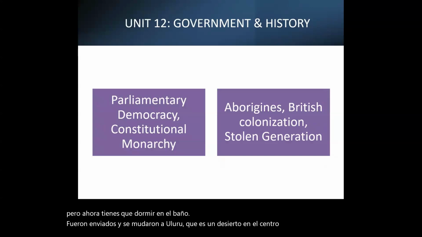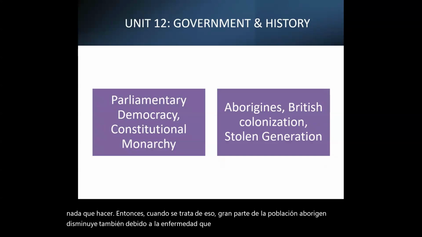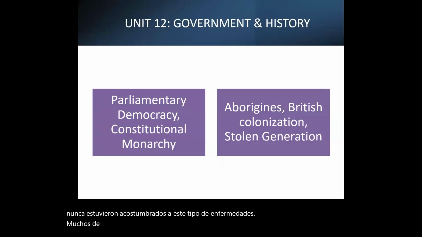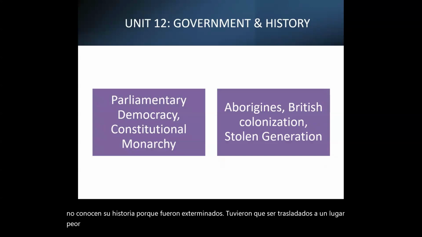Hot, nothing to do. A lot of the Aborigines population decreased, also because of the diseases that the British brought. These Aborigines were never used to these types of disease. A lot of them died, creating the Stolen Generation, a generation of Aborigines that do not know their history because they were wiped out. They had to be moved to a worse place so that these Europeans could, of course, colonize and have their own spot in Australia.